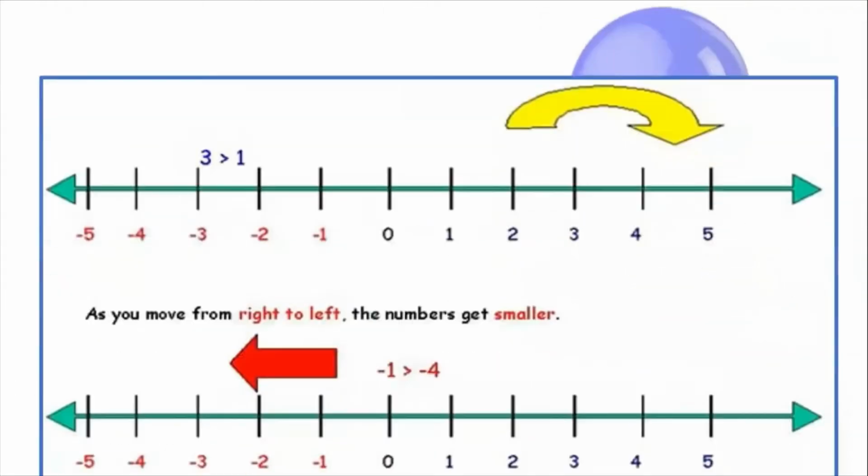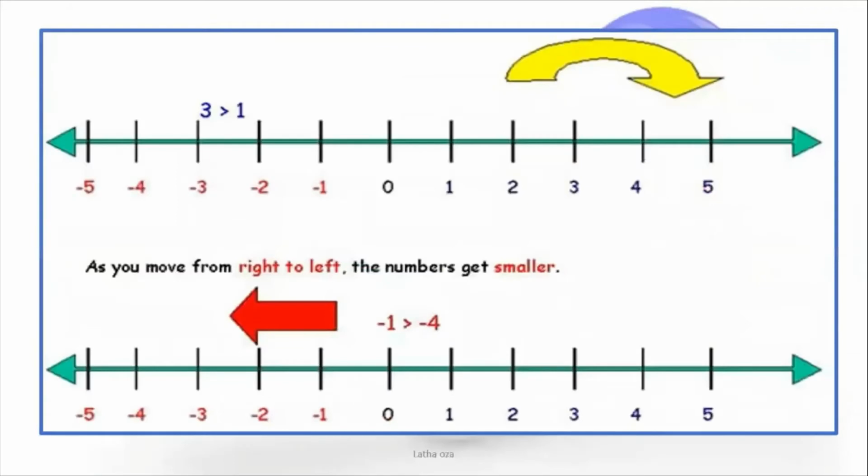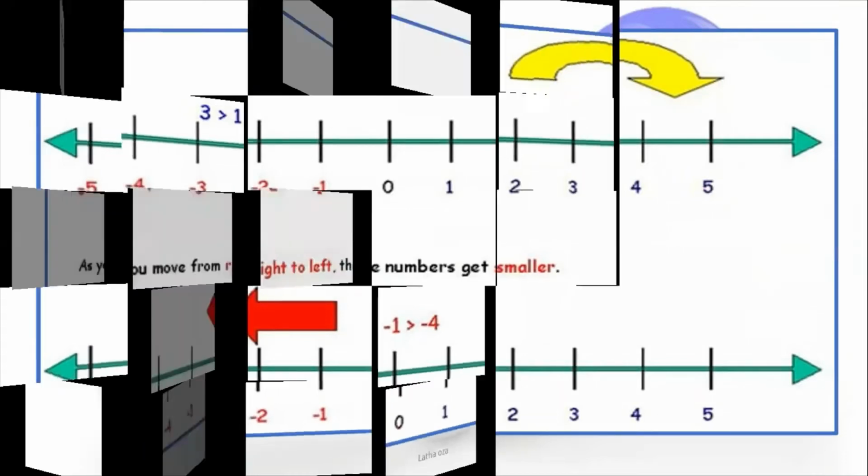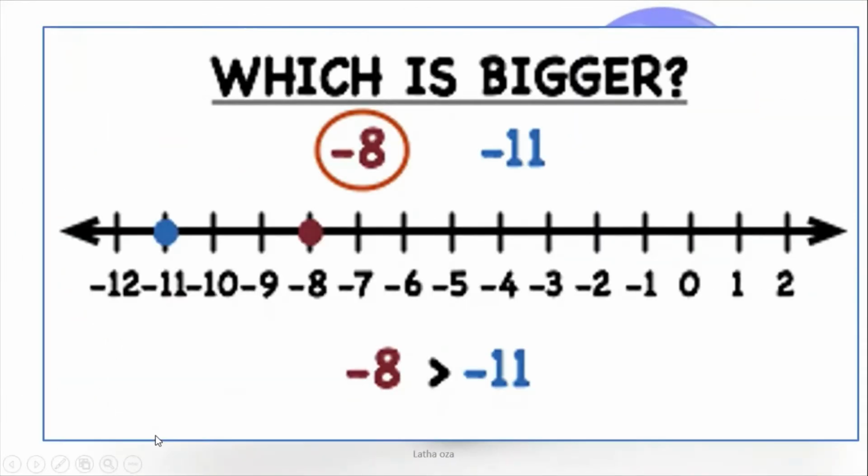When we talk about the biggest to smallest number, as we move from right to left, the number gets smaller. And when we move from left to right, the number becomes larger. The number on the right side is larger than the number on the left side. So -8 is larger than -11.